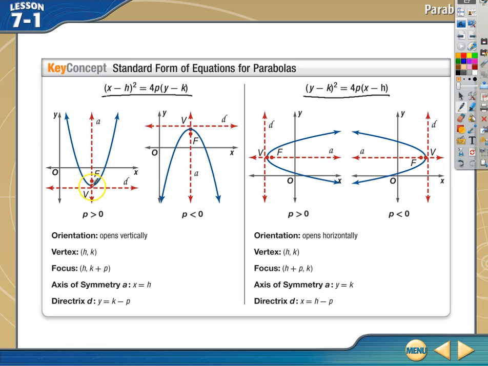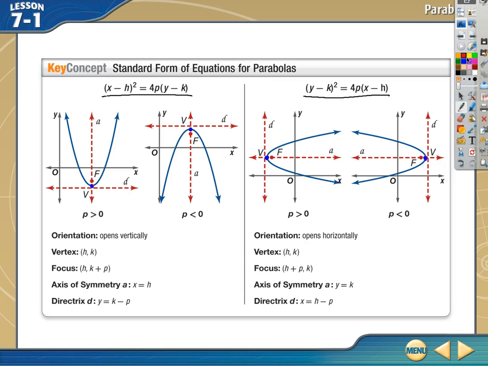First big part is the vertex. The vertex is the tip of the parabola. Right here. I did it on all three of them. Right here, right here, right here, and right here. All four of them, actually. That's the vertex.